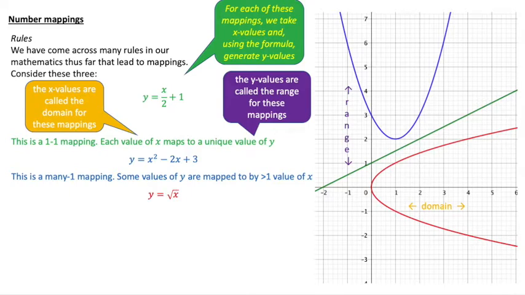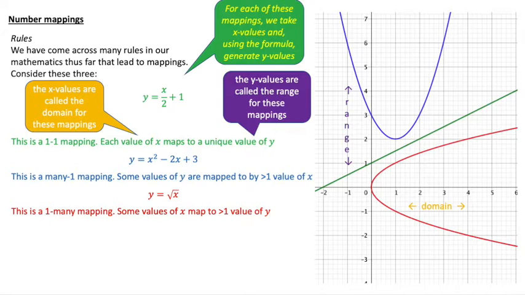Y equals the square root of x. Now we've got to concentrate hard on this bit because this is very important. This is a one to many mapping. Some values of x map to more than one value of y.